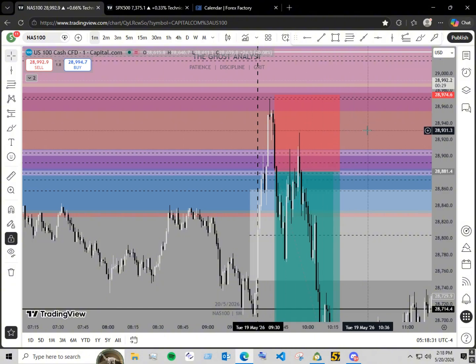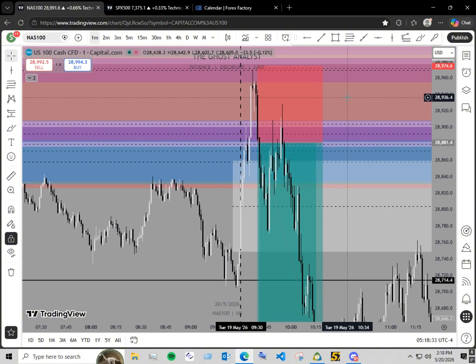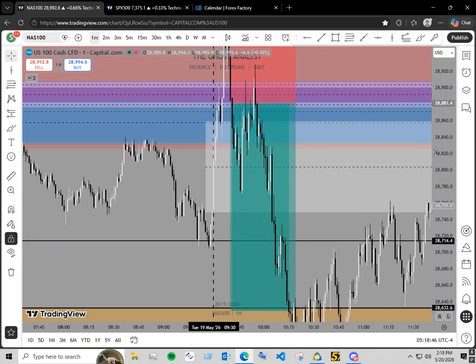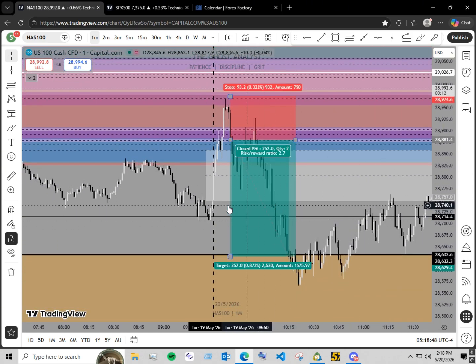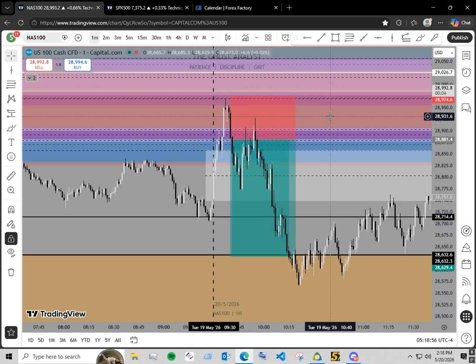But since I was so confident in my DOL, this was a discretion that I took, this 1-minute inversion. I could have taken this change in state of delivery, which would have been a more confident way of taking this trade, but as I told you, this was a discretionary trade. I was highly confident in my drawn liquidity. The market had to go down there. This was the move of the day that I had to catch, and this is what I was prepared for. So this was for me the A++ setup.